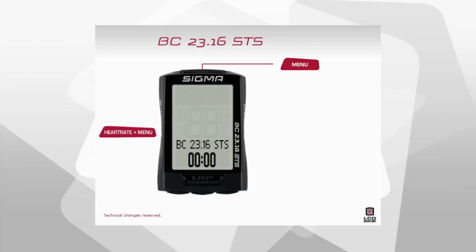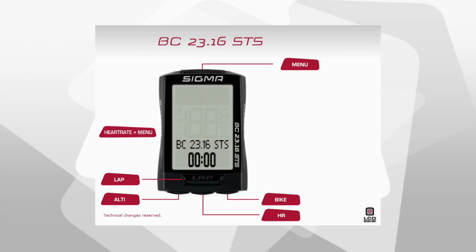The menu button is above the display. The ALTI button is at the bottom left. The heart rate button is in the middle at the bottom. The bike button is at the bottom right. And the lap button is directly below the display.